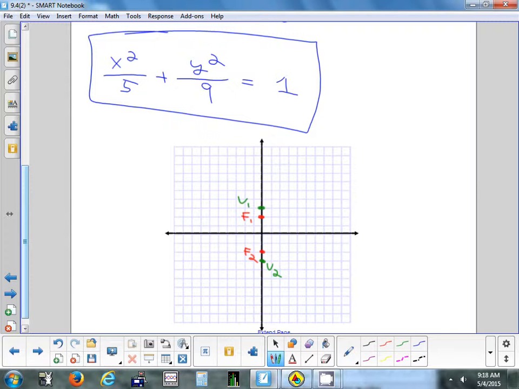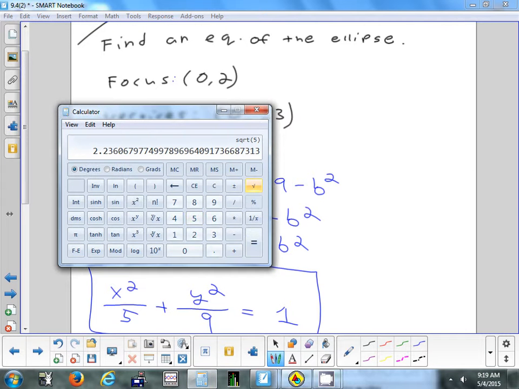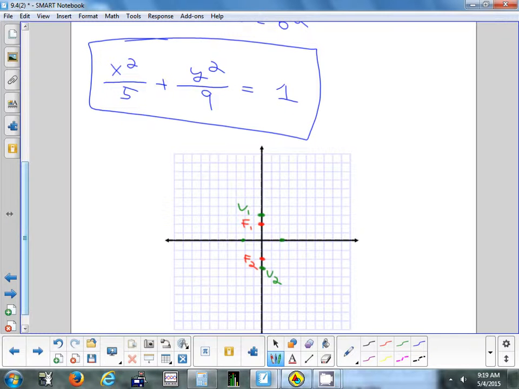And what's the other thing that's helpful that we haven't been using a lot is B. That's the distance from the center to where the minor axis crosses the ellipse. So that's going to tell us left and right. So B is the square root of 5, or about 2.2. So we're going to go 2.2 units to the right and to the left. Those 4 dots in green, those are the dots your ellipse is going to go through. Any questions on that?